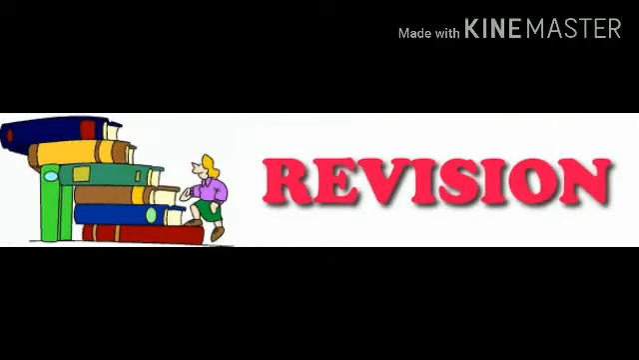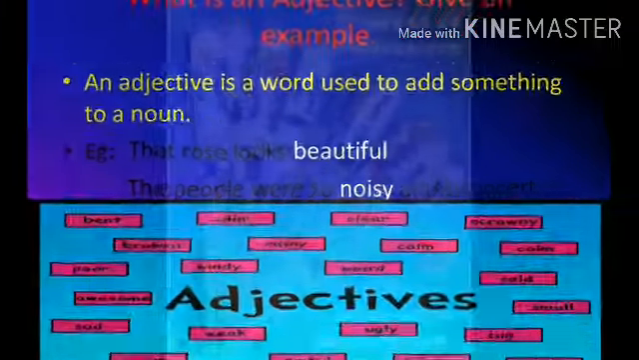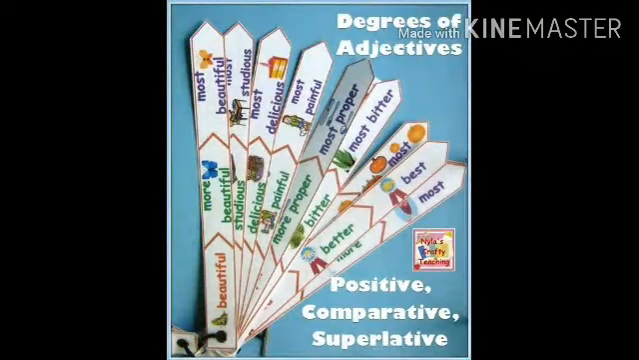Now revision time. Let's revise what we have done. An adjective is a word which describes a noun or a pronoun. Adjective may tell about the quality or the quantity of noun. There are 3 degrees of adjectives. Positive degree, it is used when we talk about only one person or thing. Comparative degree, we use it when we compare 2 persons or things. And superlative degree, it is used when we compare more than 2 persons or things.